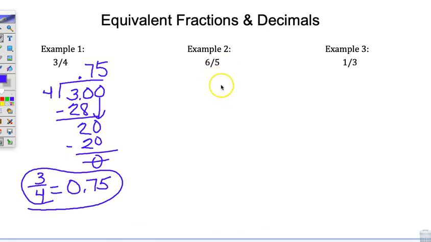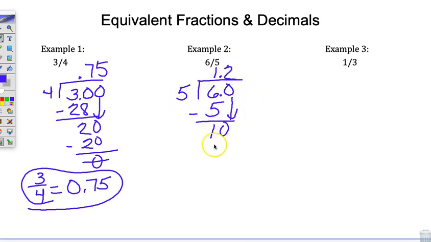In example 2, we will take that numerator 6 and divide it by 5. Since 5 will go into 6 exactly 1 time, 1 times 5 is 5. When I subtract, I still have a remainder. So that means I need to add a decimal and then a 0. When I bring down that 0, 5 will go into 10 exactly 2 times, which 2 times 5 is 10. So 6/5 is equivalent to 1.2.